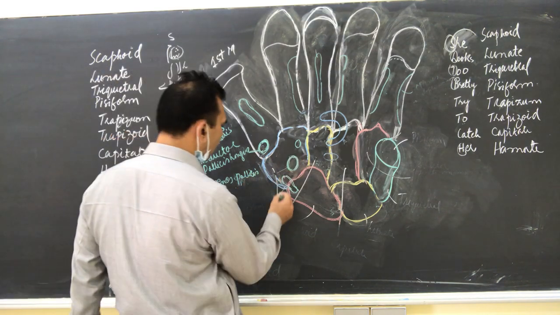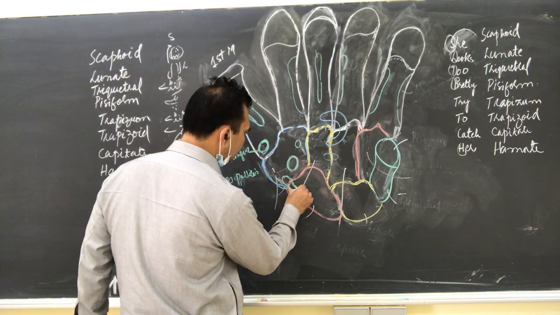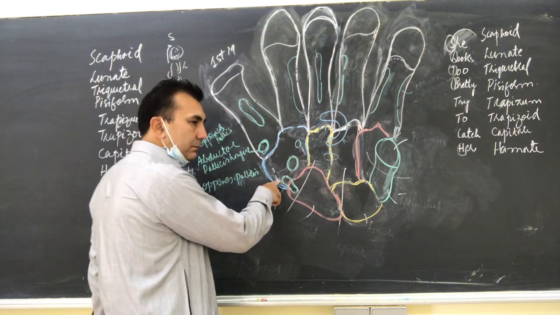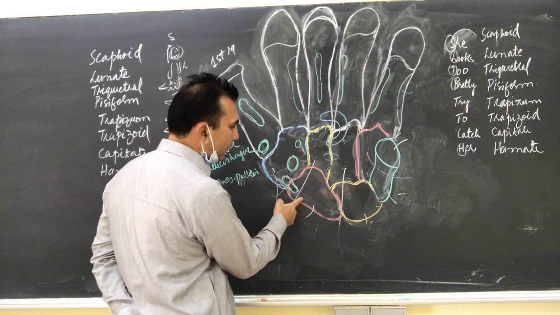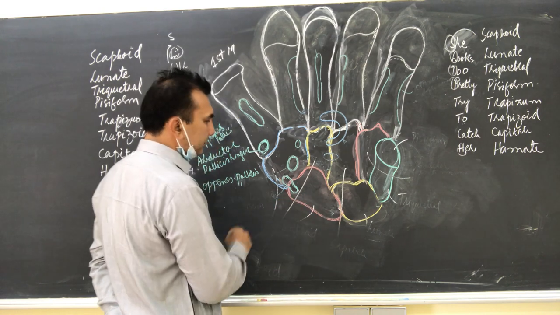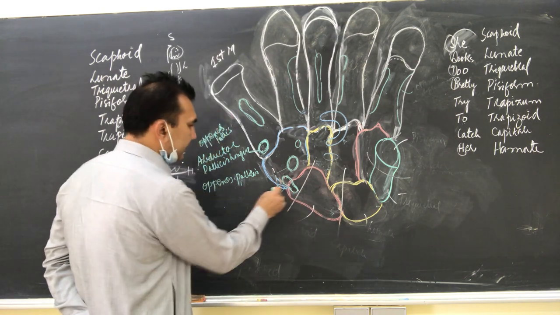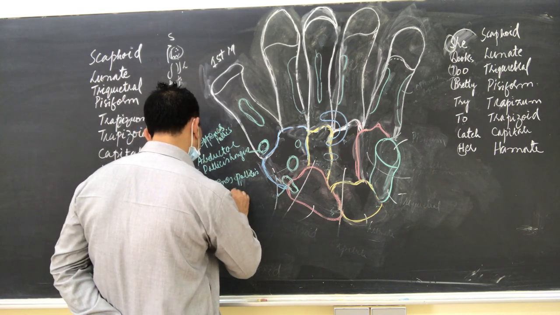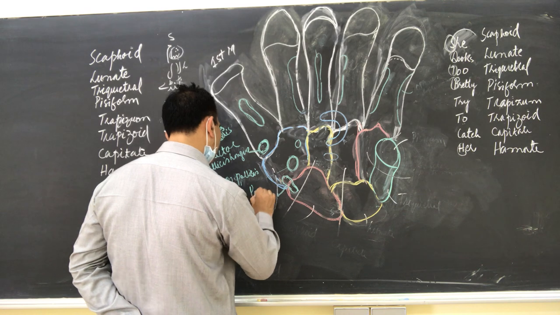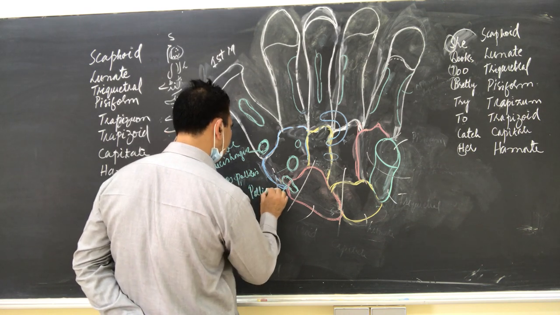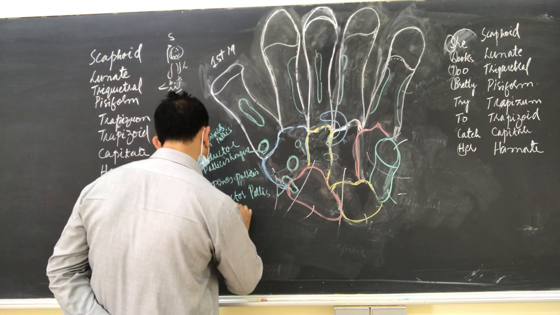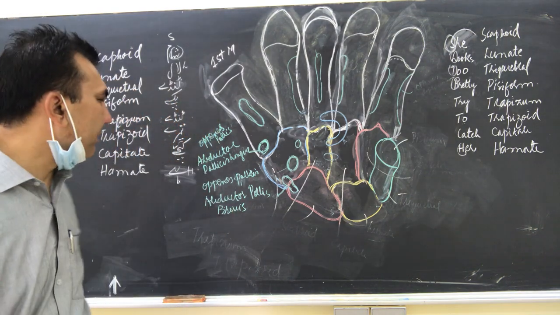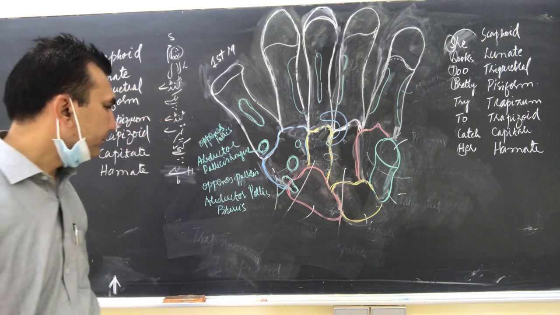And just below this area, at the base of the trapezium bone and just at the roof of the scaphoid bone, is an area for the abductor pollicis brevis muscle. Abductor pollicis brevis muscle is attached over here.